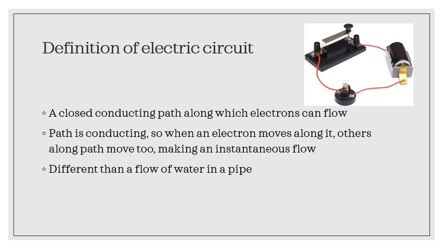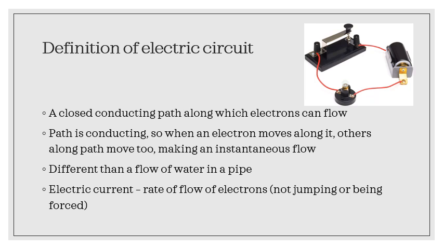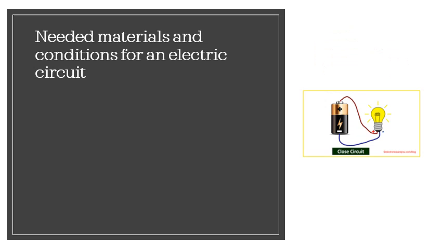It's different than the flow of water in a pipe, because in a pipe, you have to wait for the water to turn on and for the water to get all the way there. But in a circuit, it's already full of water. So the minute you close a switch, the electrons start to move. And the electric current, which is the rate of flow of those electrons, they're not jumping across like they are, say, at a Van de Graaff or something like that.